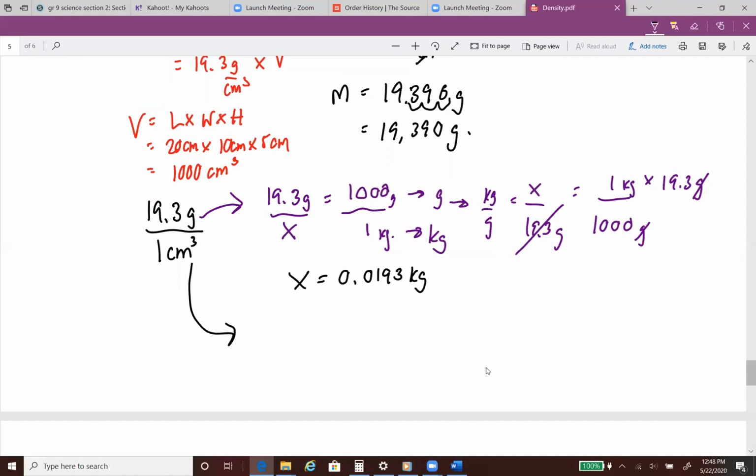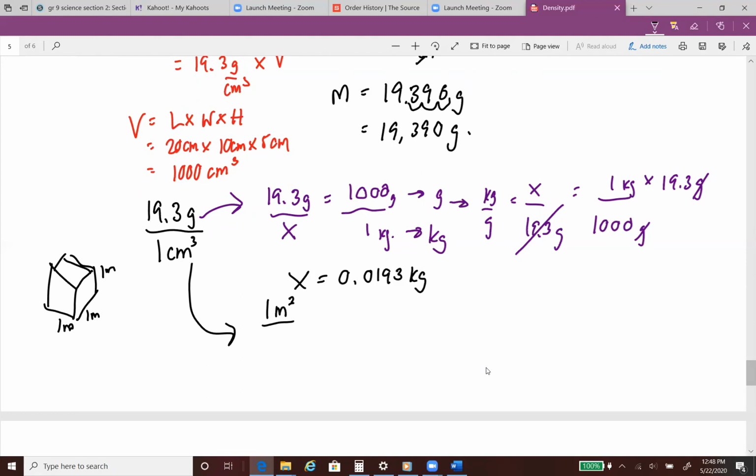Now we can do the exact same thing with the denominator, which is in centimeters cubed. We're going to change that to meters cubed. Let's think about a meter. A meter cubed would be 1 meter by 1 meter by 1 meter. It will look something like this.